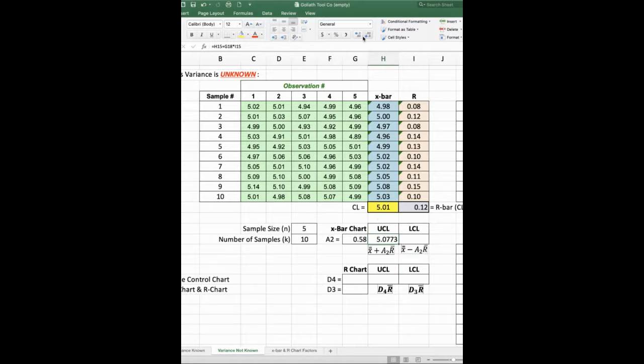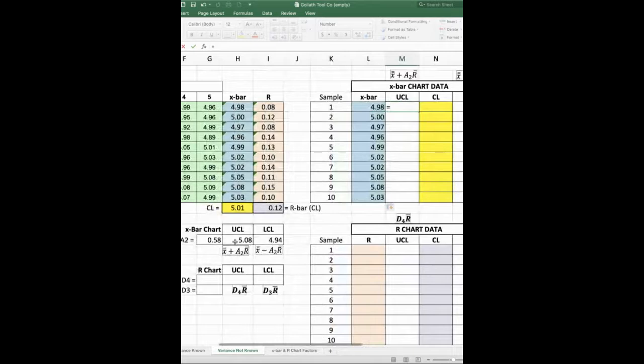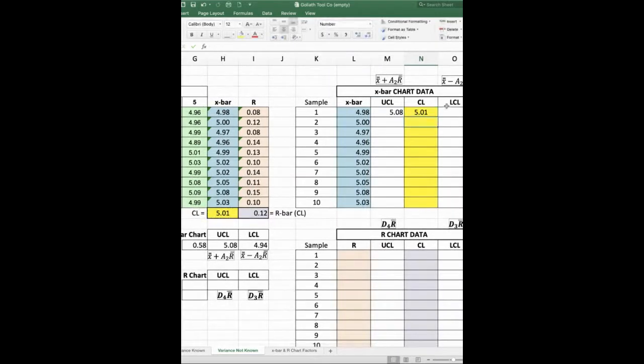And I'm going to reduce the number of decimals to 2 decimal points. And then we're going to compute the lower control limit, which is that center line minus A2 times R bar, and reduce to 2 decimals. 5.08 and 4.94. Now for our X bar chart, again, we're going to take these values, our X bar values, which is our sample values, just like we did before, and then the upper control limit is 5.08. The center line is 5.01. The lower control limit is 4.94.